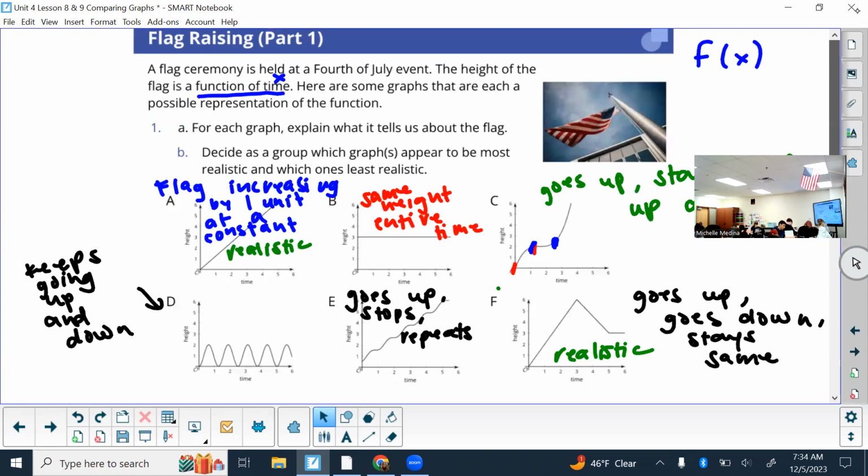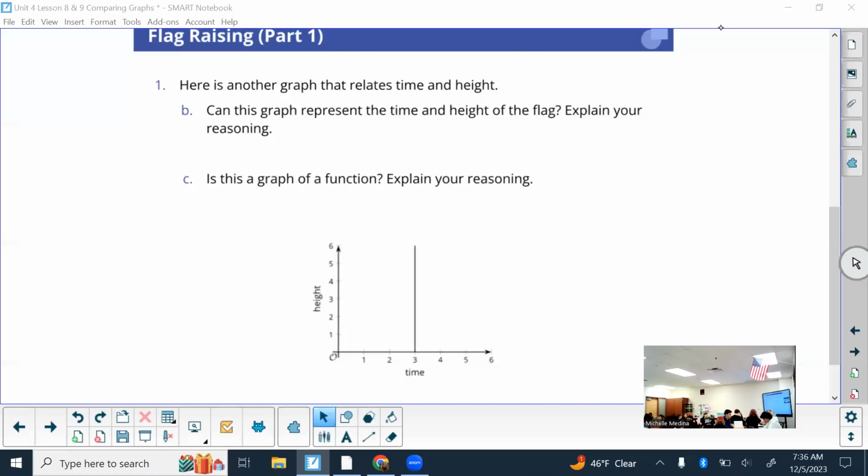Graph represents the time and height of the flag. Okay, so they say no. Class, you agree with no? Yes. Okay, and they said because, sorry, can you say it a little bit louder? That it was put up, taken back down, all within the 3-second interval. Does anyone have a different way of explaining why that is not the correct flag?